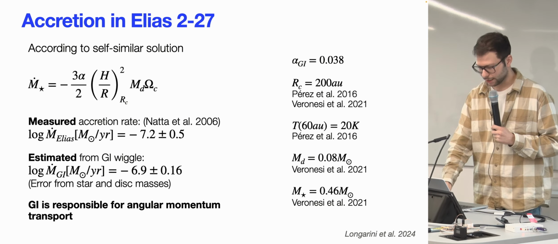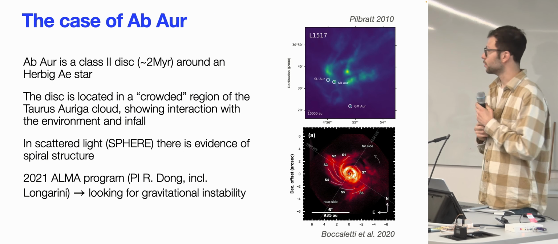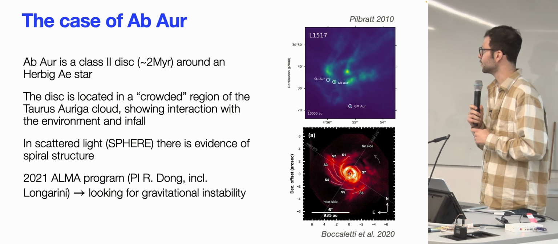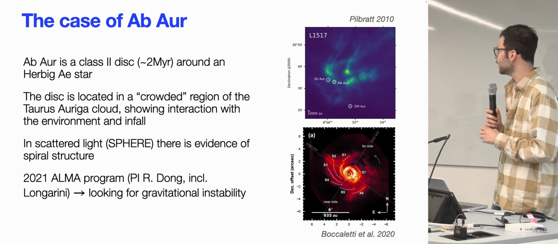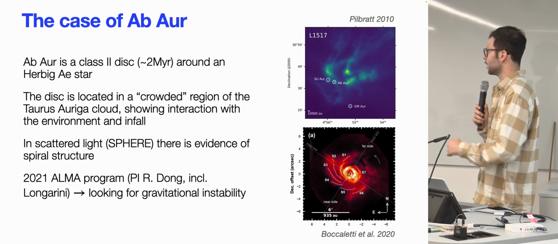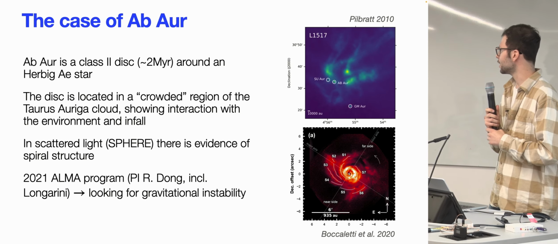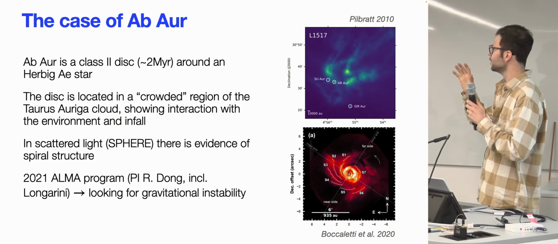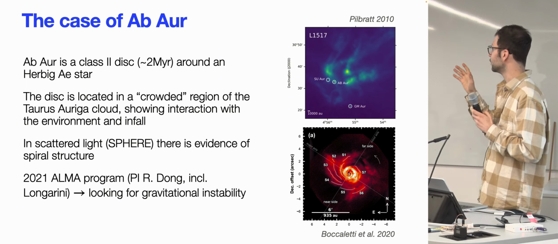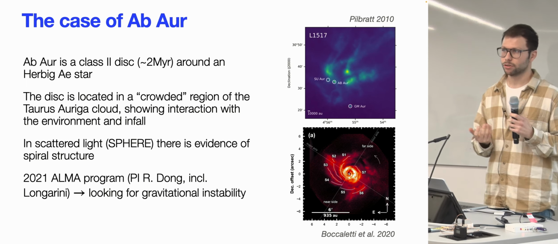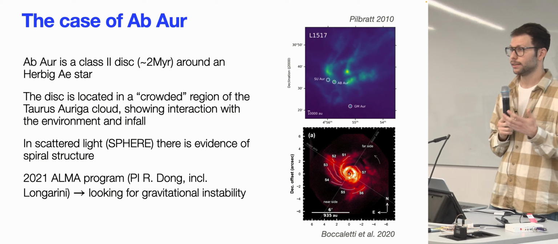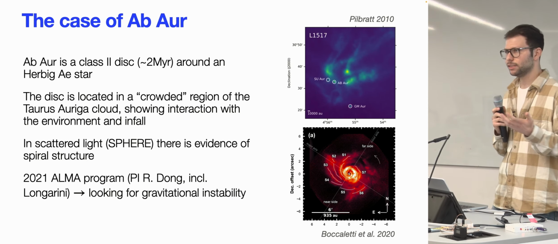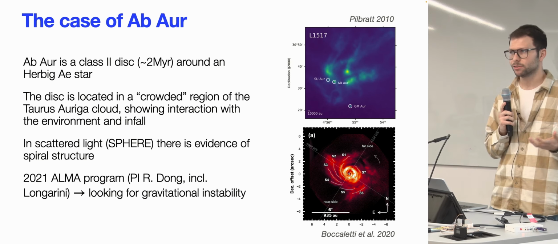So this is another proof that gravitational instability may be responsible for angular momentum transport in LIS-227. Now I want to talk about the second source we have been analyzing during the last month. It's a Biaurighe, a class 2 disk, so it's an older disk compared to LIS-227. But this disk is interesting because it's in a crowded region of the molecular cloud, and it shows interaction with the environment and also signs of infall. For this reason it could be an interesting target for gravitational instability.